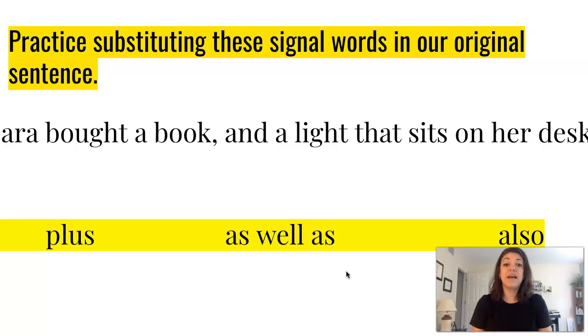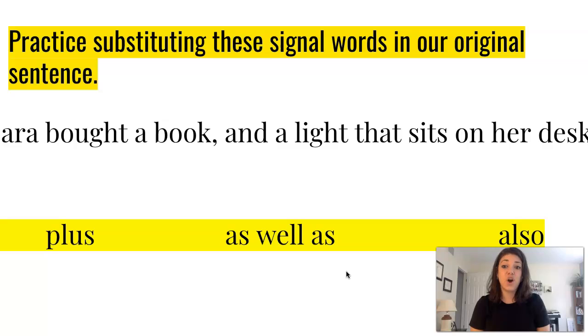How about the words as well as? Go ahead and add those in the sentence. So your sentence should have sounded like this. Sarah bought a book as well as a light that sits on her desk.